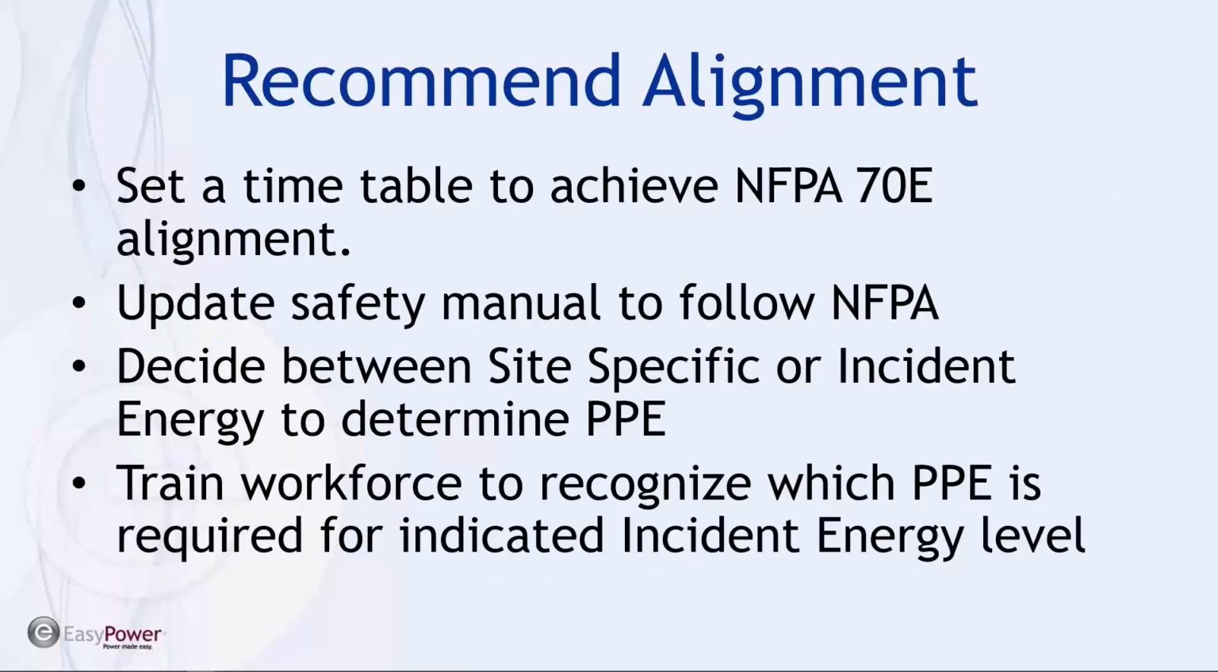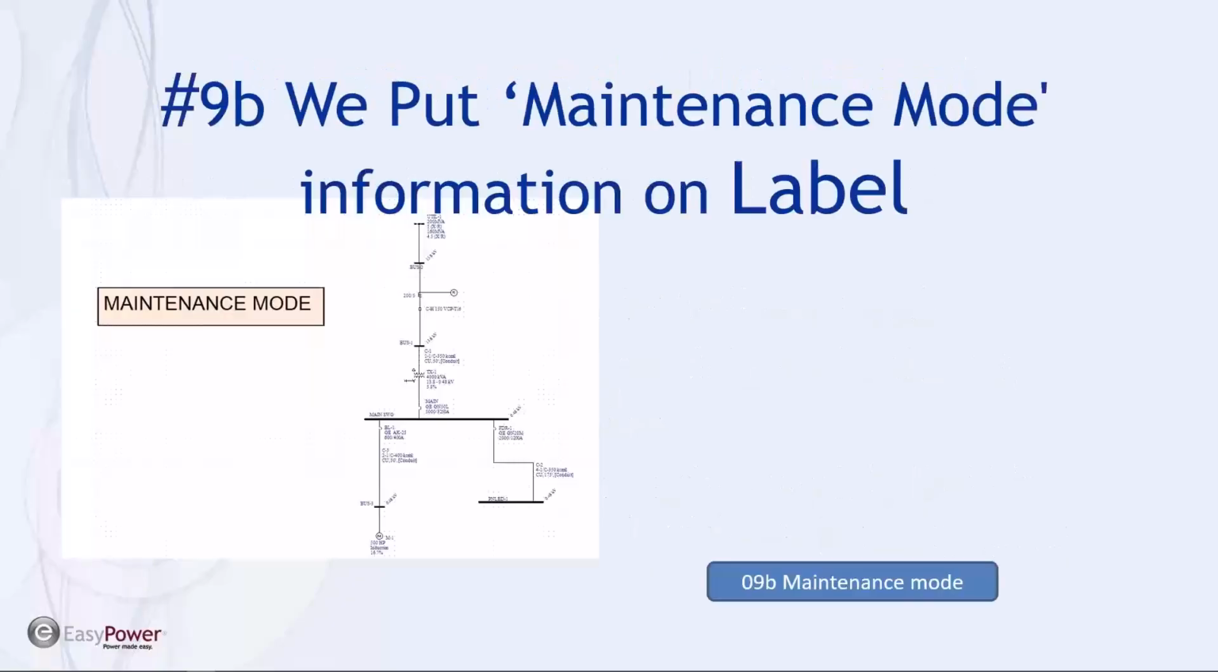The recommendation is to set a timetable to achieve alignment with NFPA 70E, update your safety manuals, decide between site-specific or energy level to determine PPE, and then train the workforce to recognize which PPE is required for any recognized task.